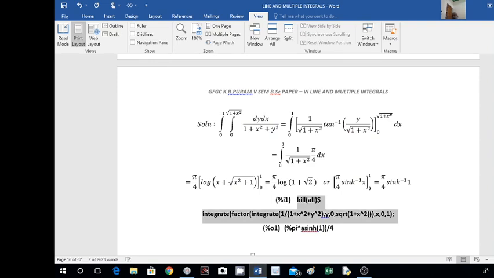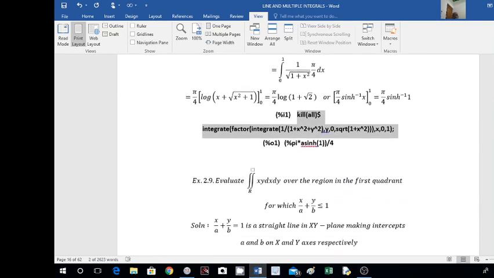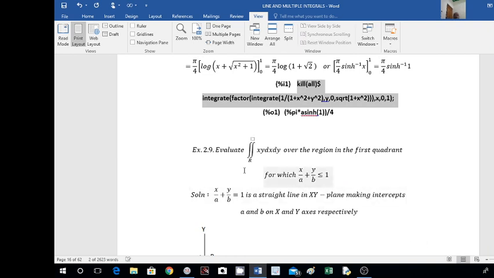Next example. Evaluate the integral of r x y dx dy over the region in the first quadrant for which x by a plus y by b is less than or equal to 1. Now x by a plus y by b equal to 1 is a straight line in the xy plane with x intercept equal to a and y intercept equal to b.